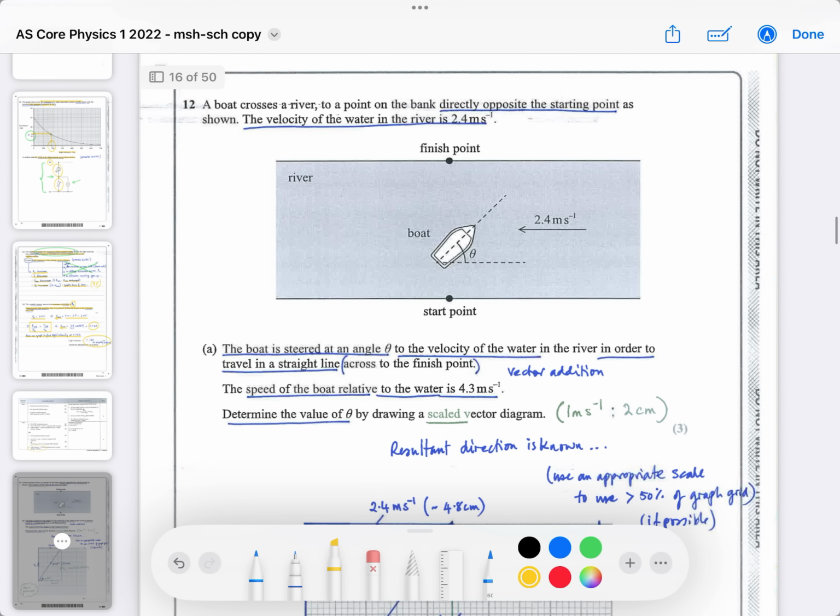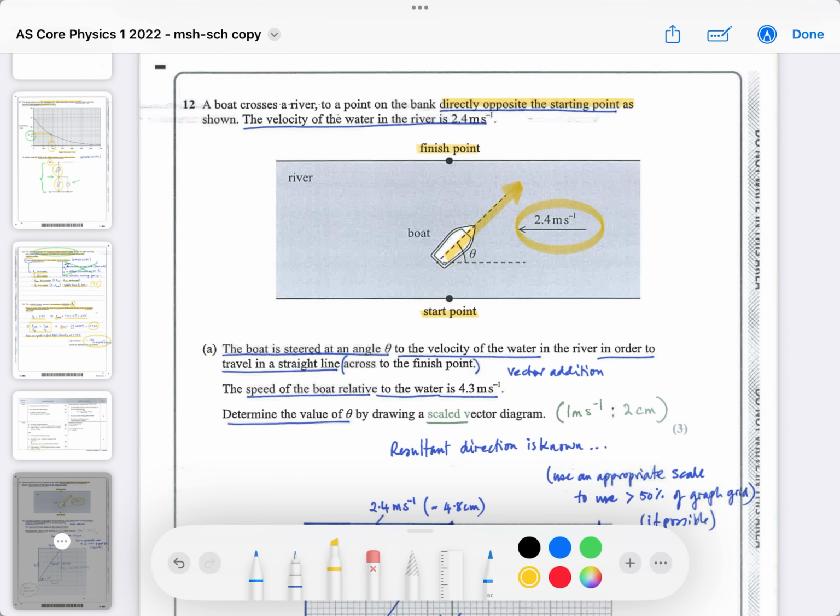Next question is motion and relative velocity of a current and the boat having to direct its engines into the current so it finishes at the finishing point where it's trying to get to the other side. So a boat crosses a river to a point on the bank directly opposite the starting point. So you see the starting point and the finishing point are directly opposite. To be able to do that, because of the current of the water, it's got to head off in roughly this direction.